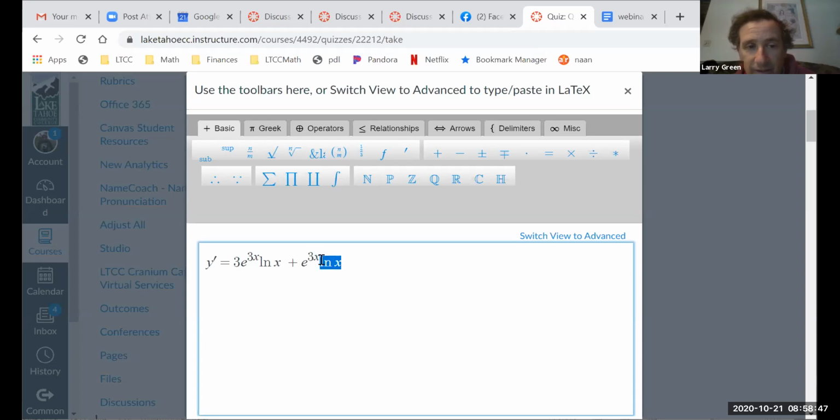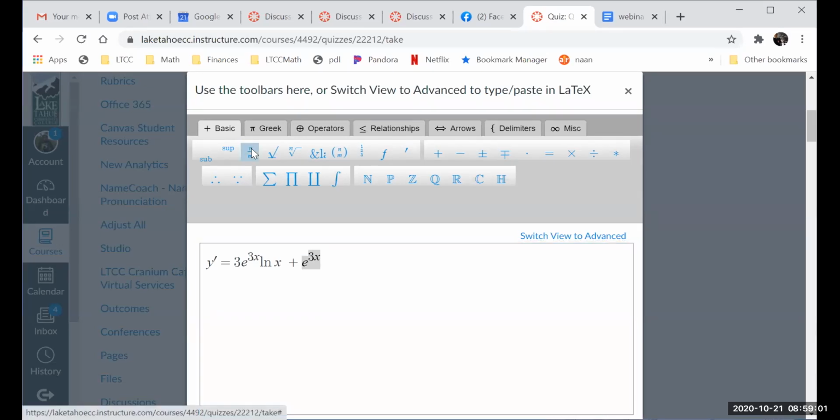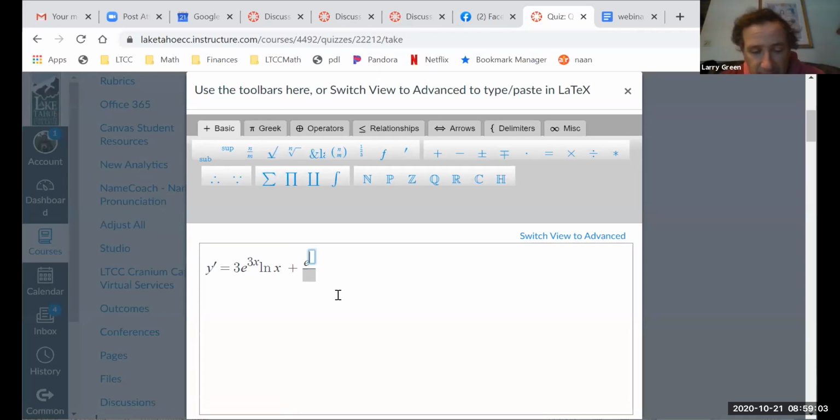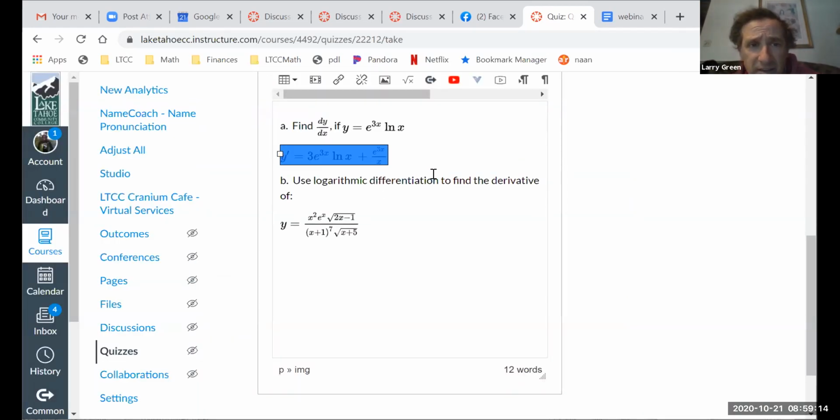What's the derivative of ln of x? One over x. Yep. So it's just e to the 3x times 1 over x, which I'll write as e to the 3x over x. And there's the derivative. Any questions? Any questions on finding this derivative?